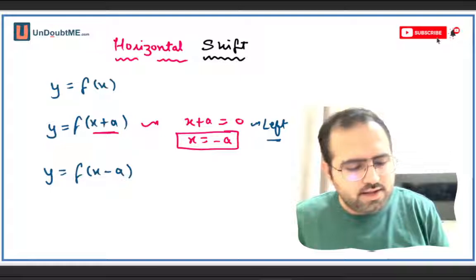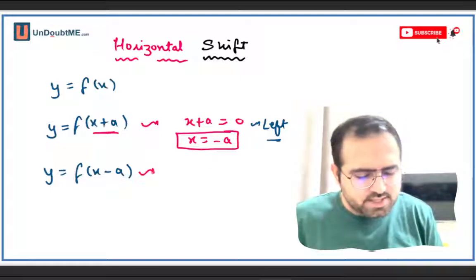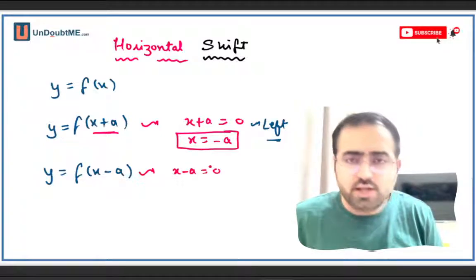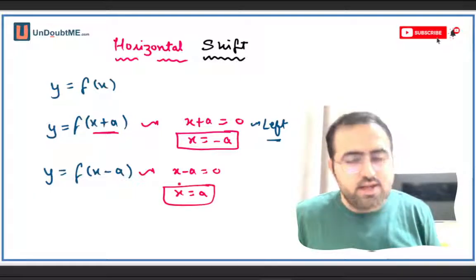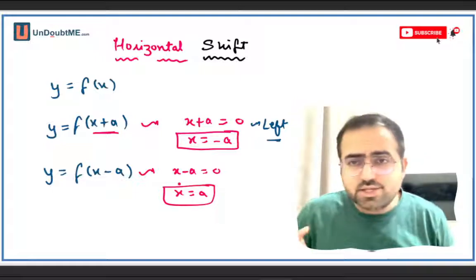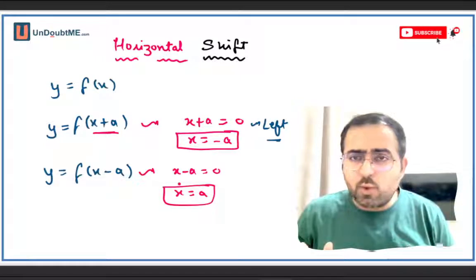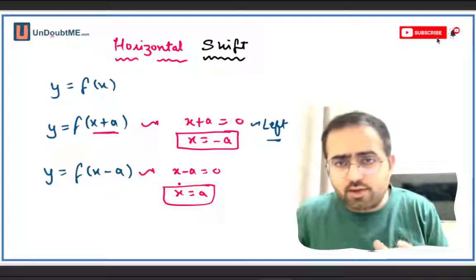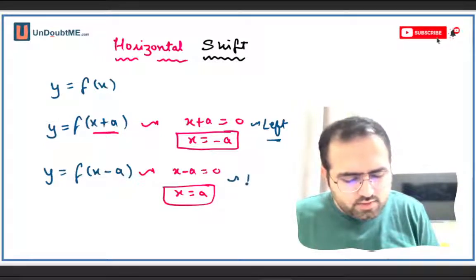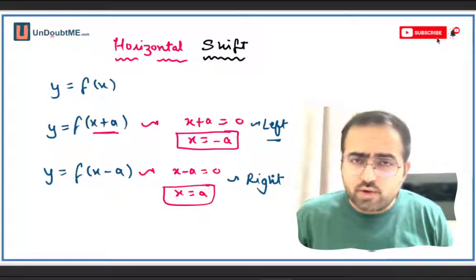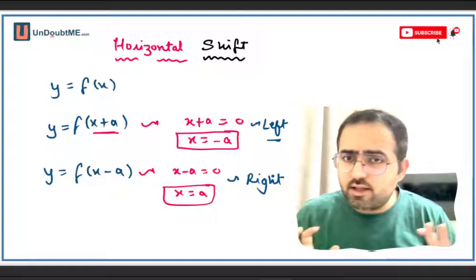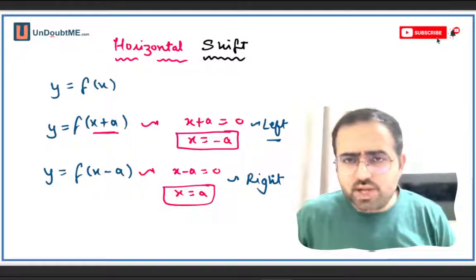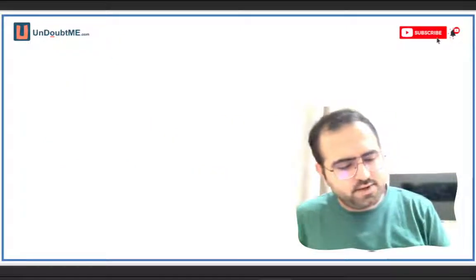Similarly, let us analyze the next case. In the next case, it is x minus a. We'll put it equal to 0. The process is the same, and that will give me x equals a. Now x equals a, just use your general understanding and think where it should lie. It will lie on the right, so I can say that the graph is shifted rightwards. So it is as simple as this. I hope this horizontal shift is clear. Now it is time to move towards vertical shift.